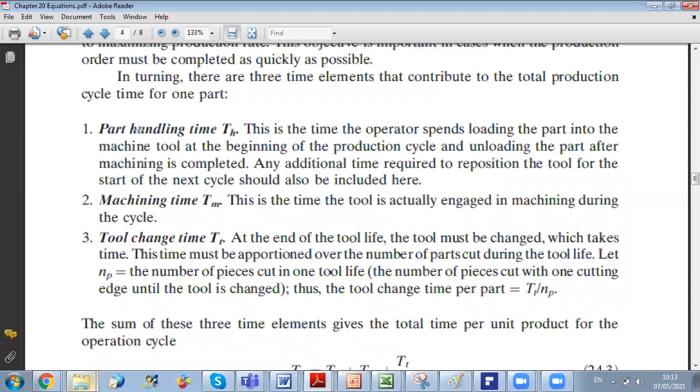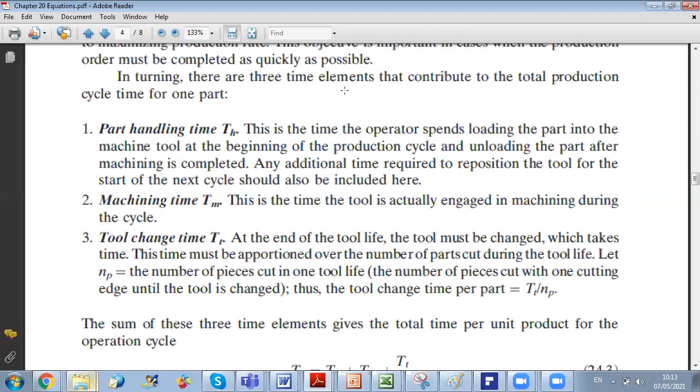So you have first the part handling time, which is the time needed to load your part into the machine tool at the beginning of each production cycle. And also you should take into account the unloading time of the part at the end of the cycle. So these two times constitute the part handling time, TH.